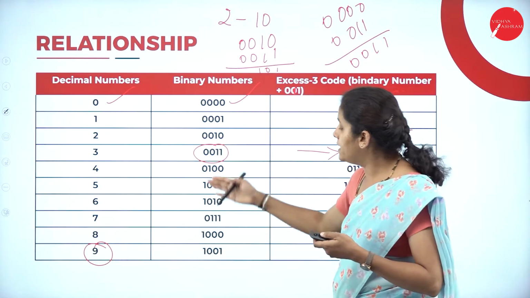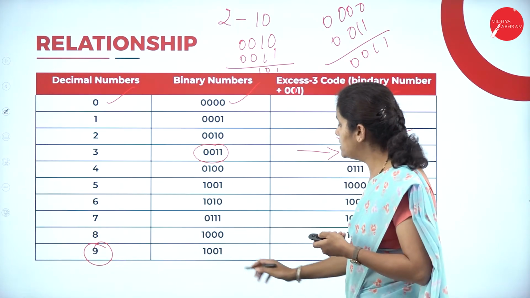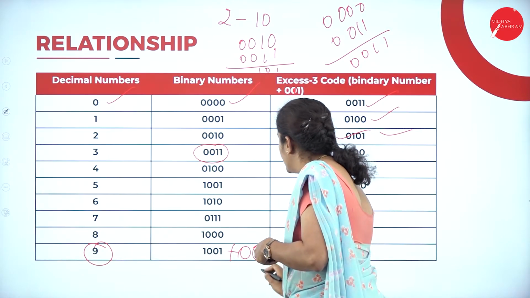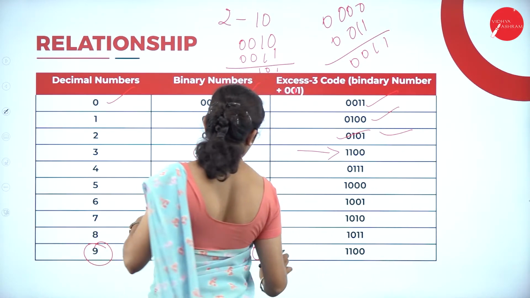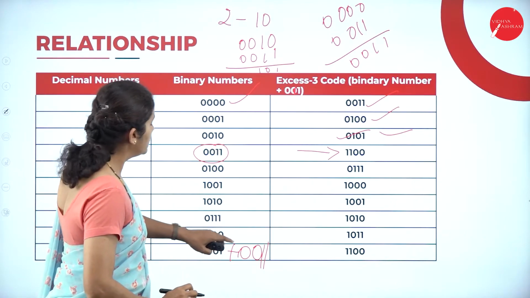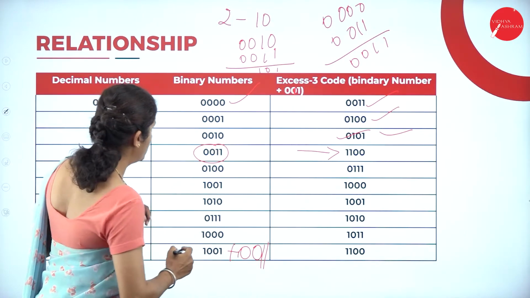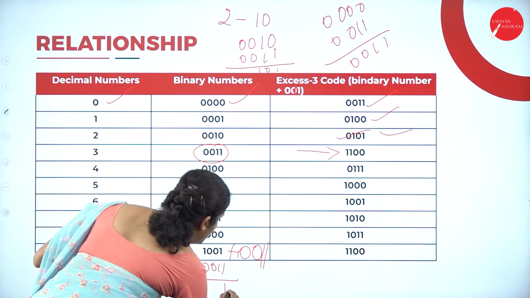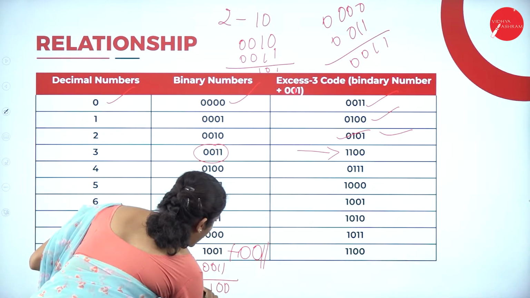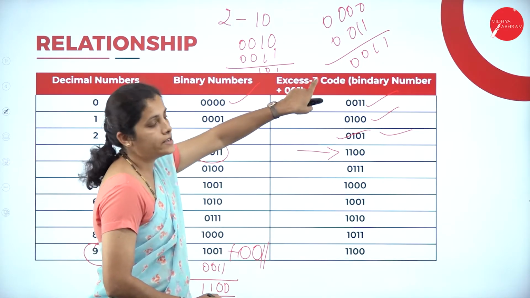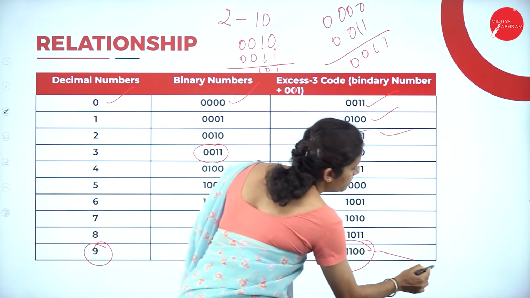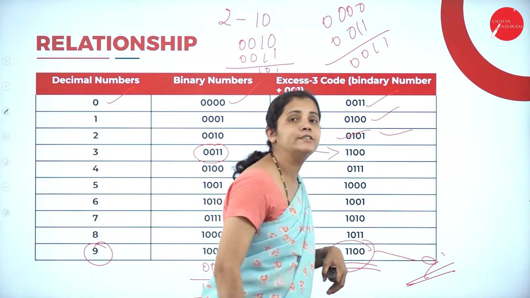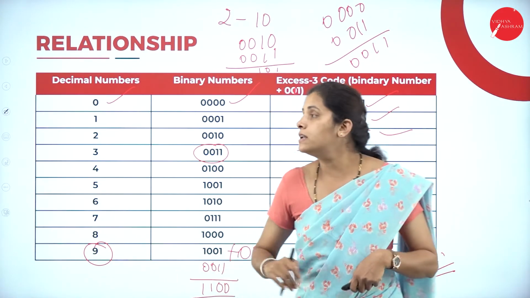So what is the binary representation for 9? It is 1001. Now I want to add 3, that is 0011. So after adding 3, what will I get? 1001 plus 0011 gives 1100. This is the Xs3 code for the decimal number 9. So this is the Xs3 representation of the decimal number 9.